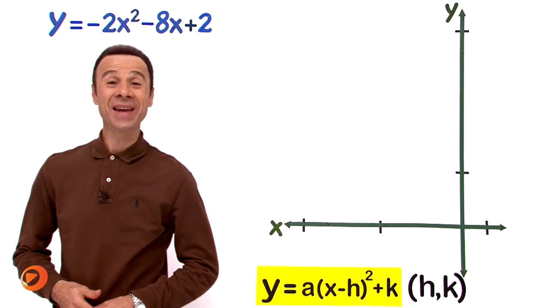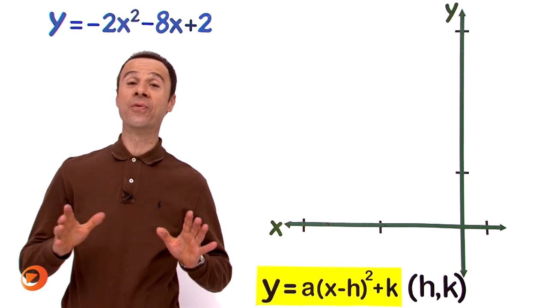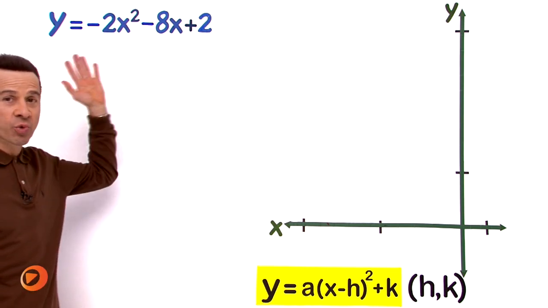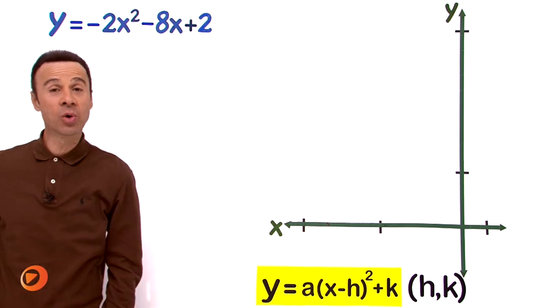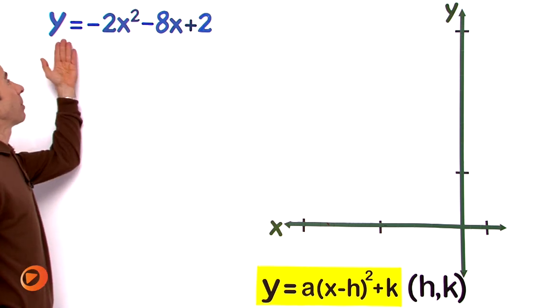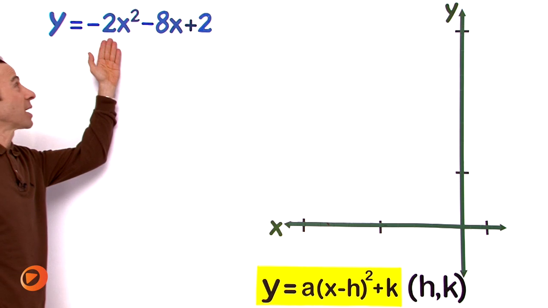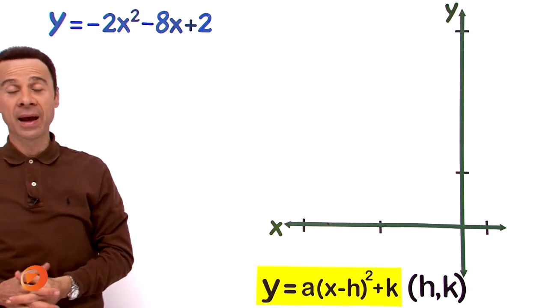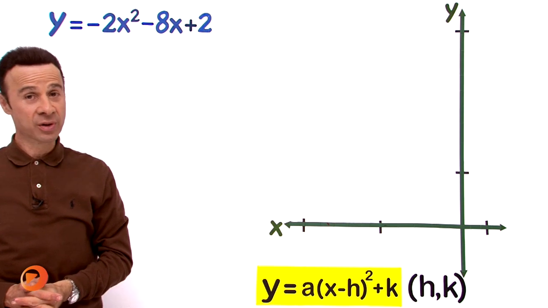All right, guys, in this exercise, we are asked to find the vertex and the x-intercept to this quadratic equation right over here using a method called completing the square. Let me just read the quadratic to you. It's a parabola y equals negative 2x squared minus 8x plus 2. So we're going to proceed and complete the square in order to find that vertex.